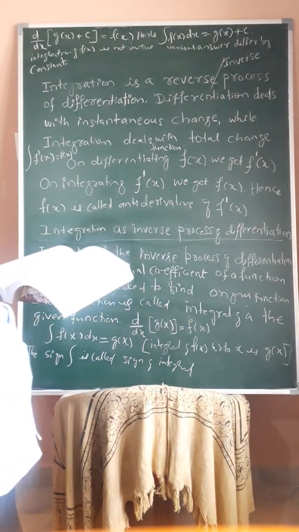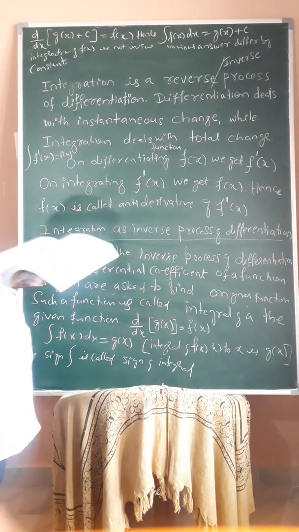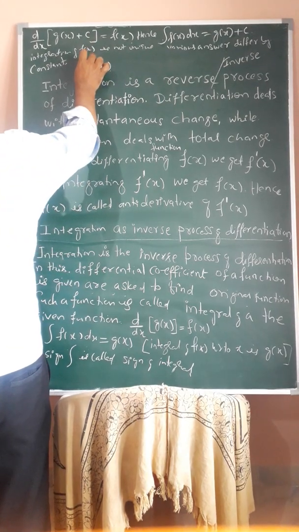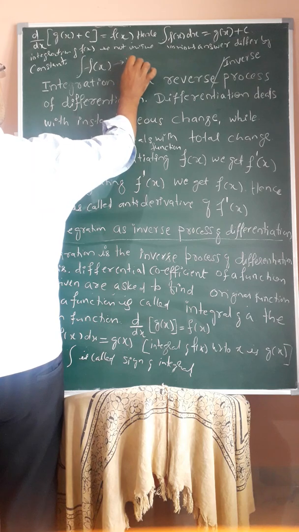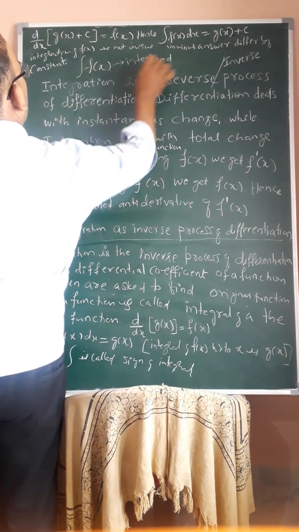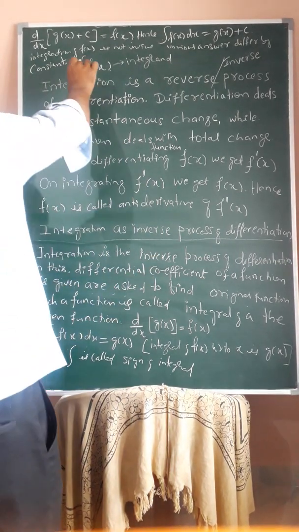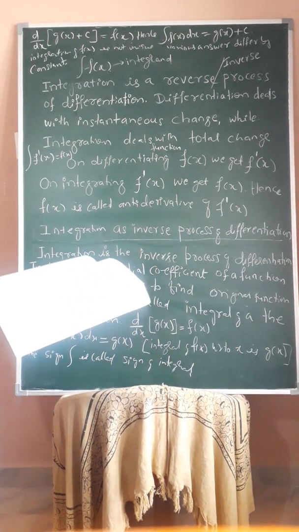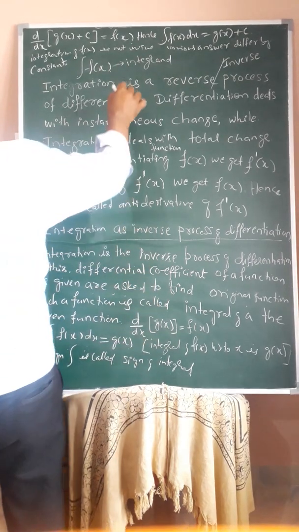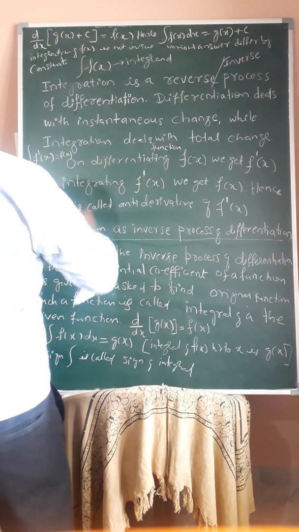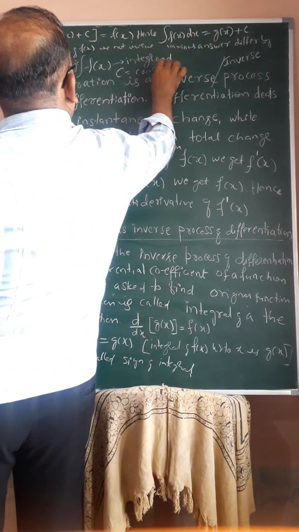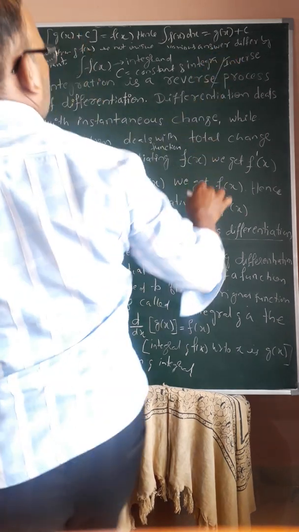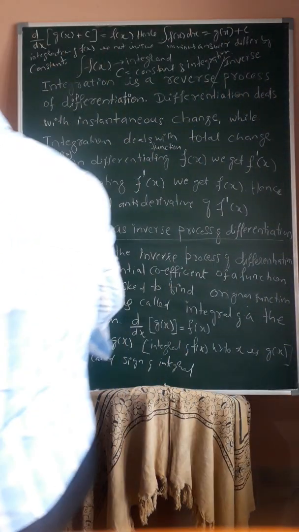Indefinite integral. In this, f of x is called the integrand. This f of x, under the symbol integration of f of x, is called the integrand. And c is called the constant of integration.